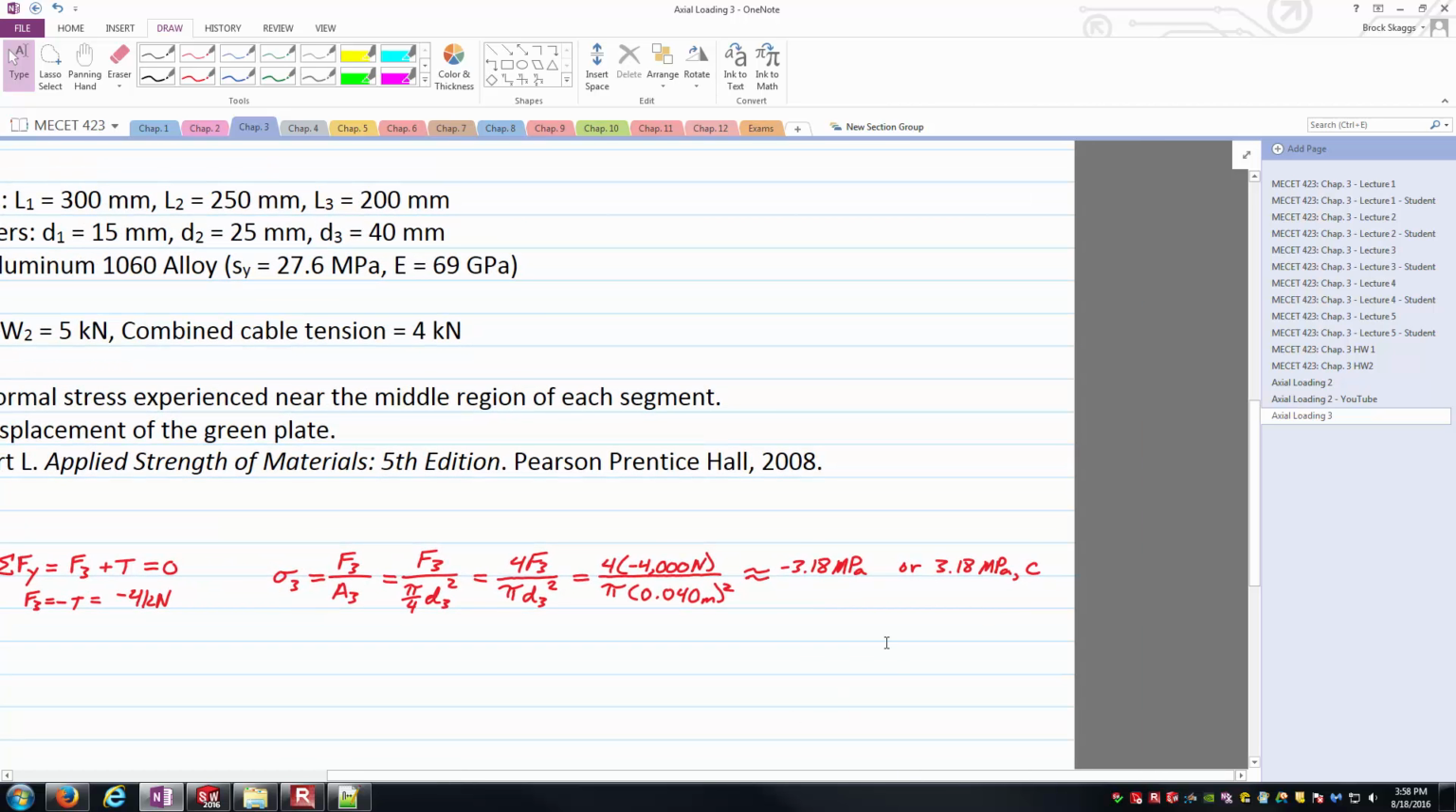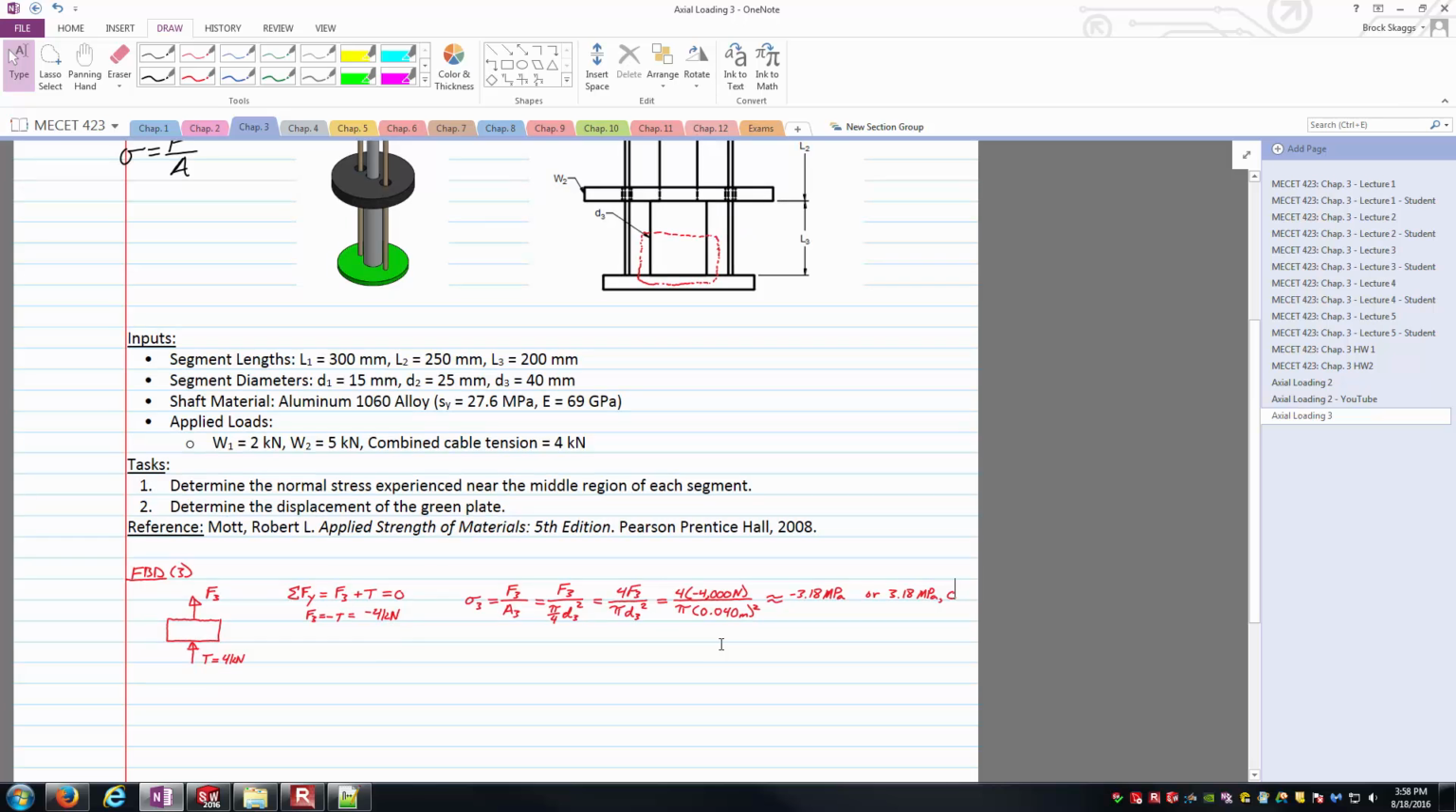But this first section we're considering, or actually the bottom section, section 3 of our shaft, is in compression, and it has a normal stress of magnitude of roughly 3.18 megapascals. And so now we just need to do that 2 more times in order to figure out the normal stress in the other 2 sections.